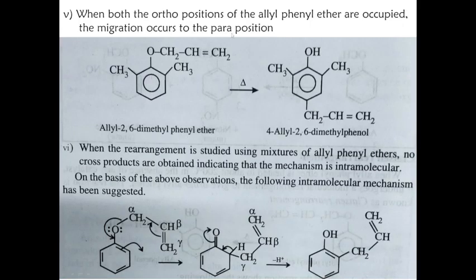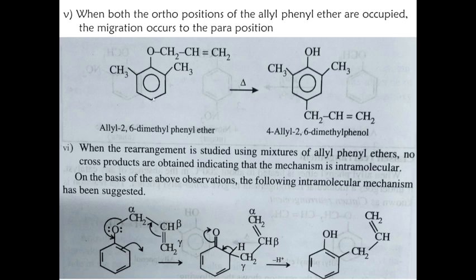When both the ortho positions of the allyl phenyl ethers are occupied, the migration occurs to the para position. So if you take another example of a compound of allyl phenyl ether where both ortho positions are occupied, then the migration is taking place to the para position.